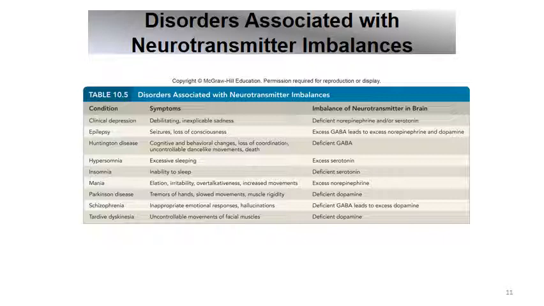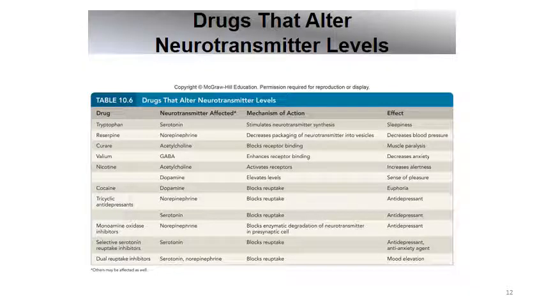This table is showing different disorders associated with neurotransmitter imbalances. You can read that on your own. I won't ask questions on these. And here are some more drugs that alter neurotransmitter release.